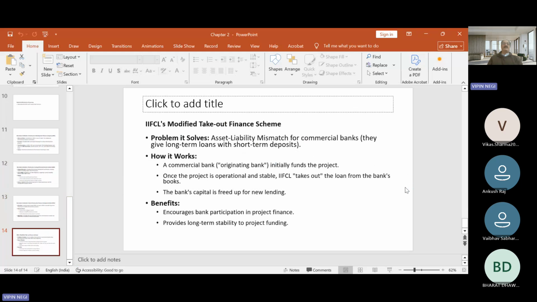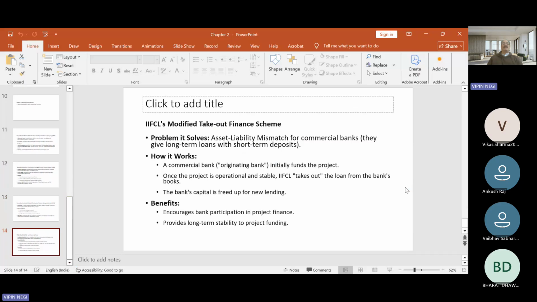How does it work? A commercial bank initially funds the project. Once the project is operated and stabilized, IIFCL takes the loan out of the bank's books. Basically, they transfer the loans to their own books, and the bank's capital is freed up for new lending. So initially the funds are given by the original bank, and then they are shifted to this financial agency. What is the benefit?